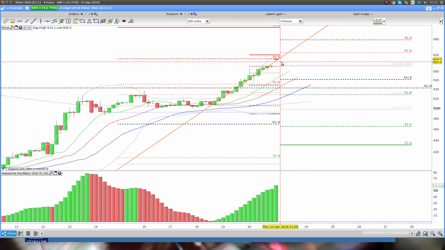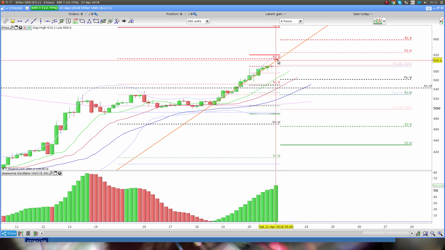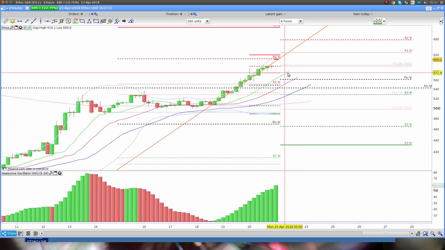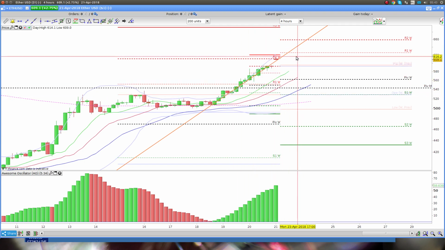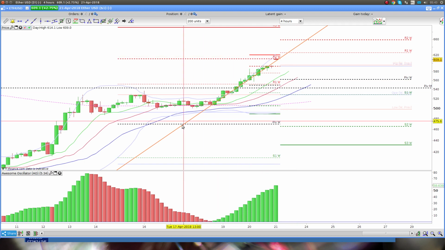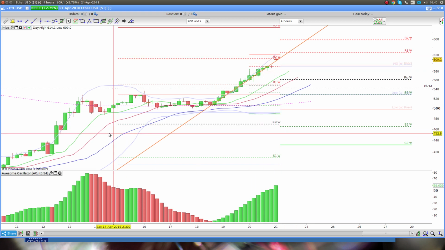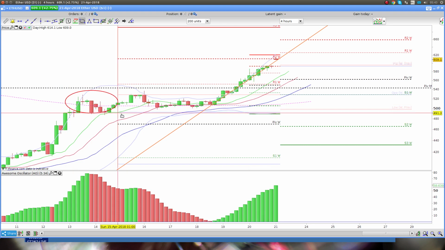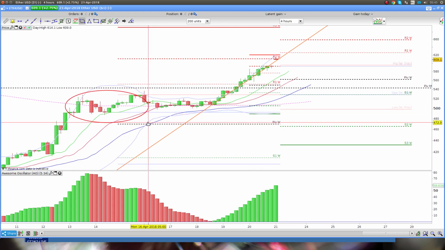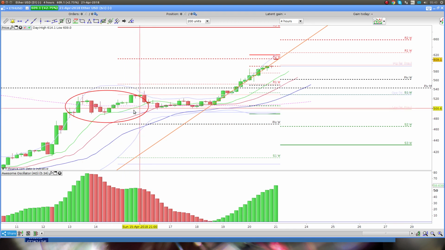So we could see something come back to this area, or alternatively just head sideways until we get close to the green line and move up, or just continue on this trend. So if you're in this trade, there's no reason to get out. You keep holding it until you see this kind of price action here, until you see that kind of movement there. Then you want to watch it very carefully to see what's going to happen.